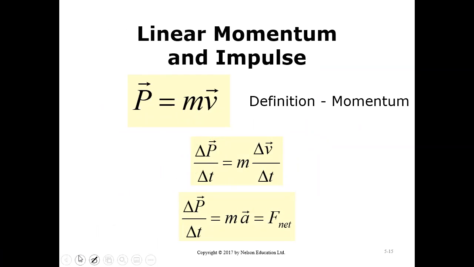Then we defined what we call impulse. By dividing the momentum definition on both sides by time, we also arrived at an alternative expression for Newton's second law, which tells me that the net force is not just mass times acceleration. That is correct, it is Newton's second law, but originally it is given as: net force is equal to the rate of change of momentum.